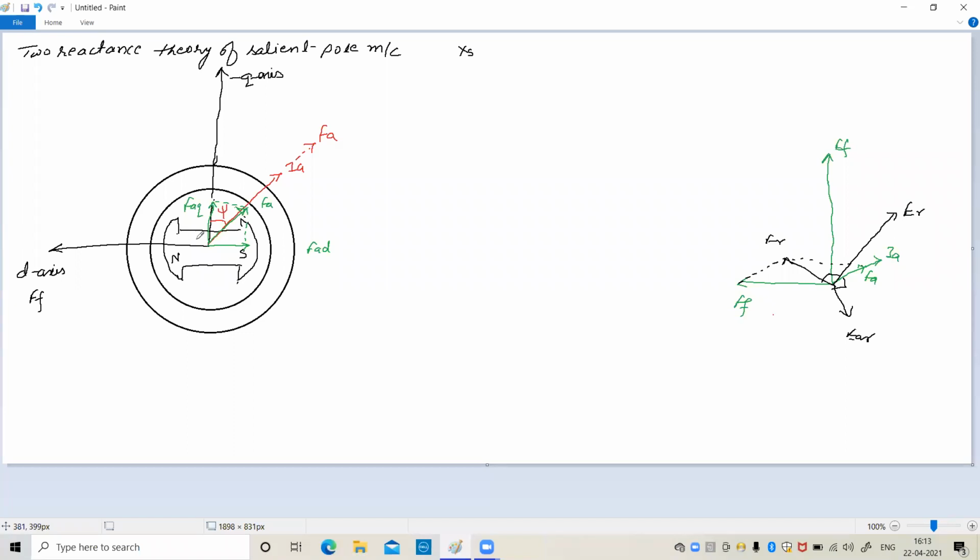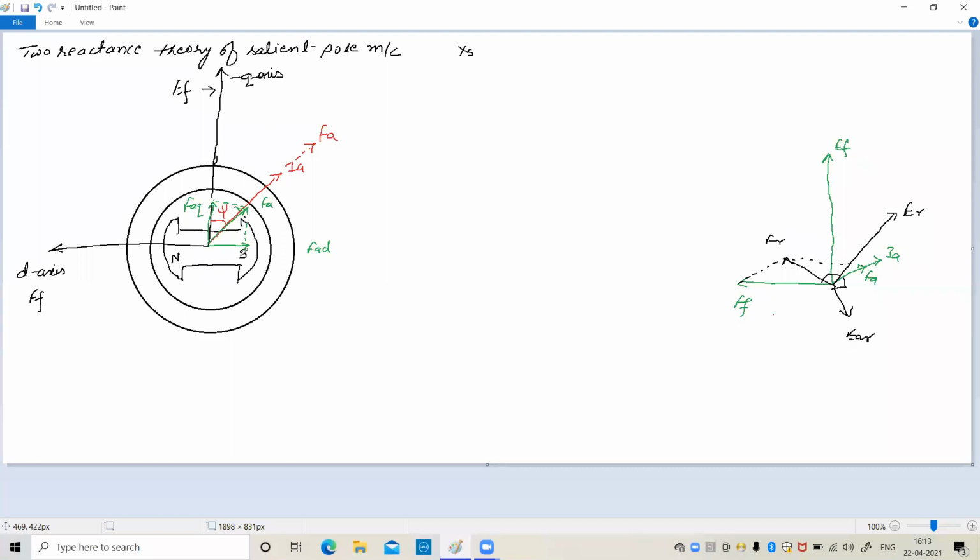For the non-cylindrical rotor machine, or salient pole rotor machine, there are 3 MMFs. One is the field MMF, FF. It produces EMF which is lagging by 90 degrees. So along the quadrature axis, it definitely produces some EMF which is lagging by 90 degrees. Second is the MMF which is along the direct axis.